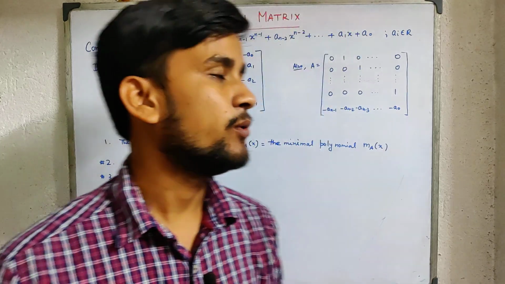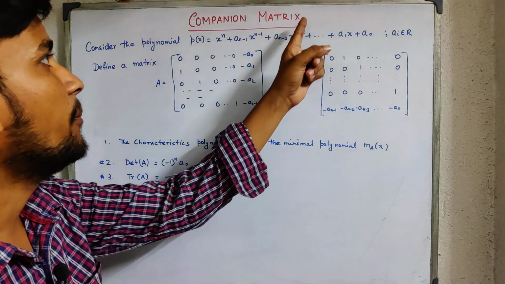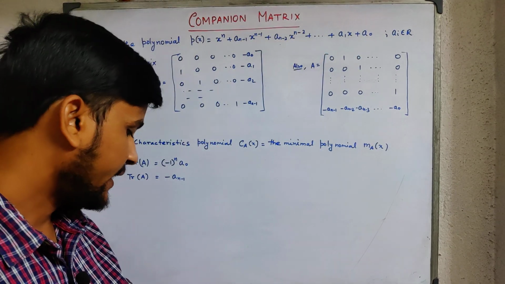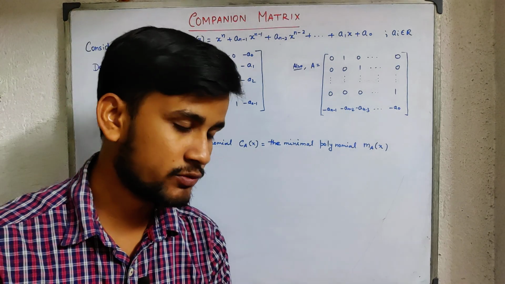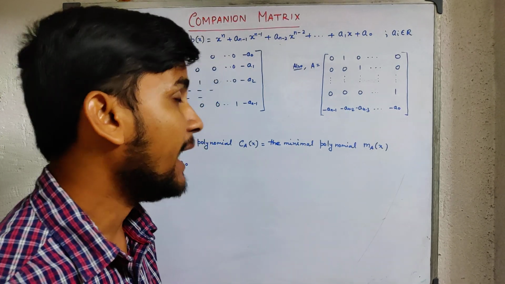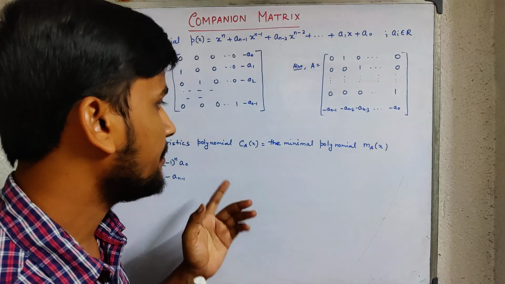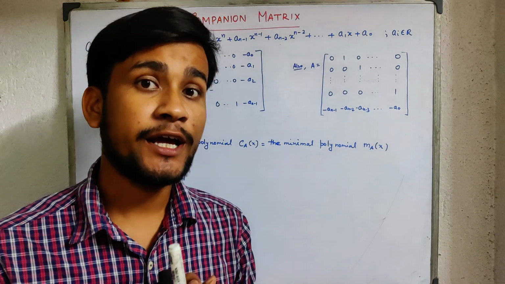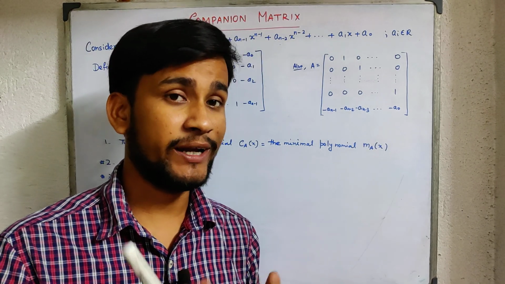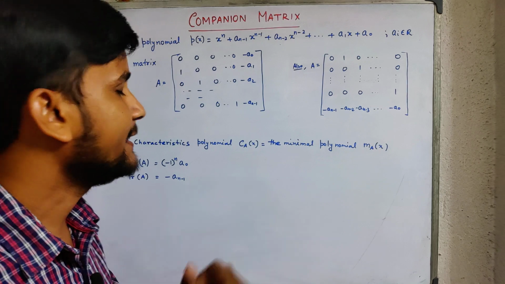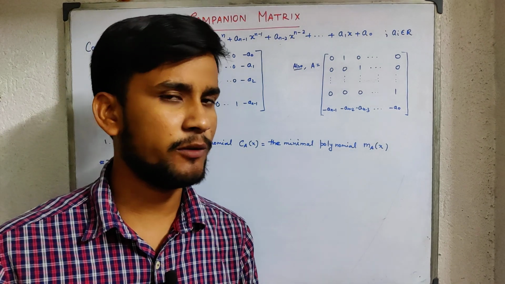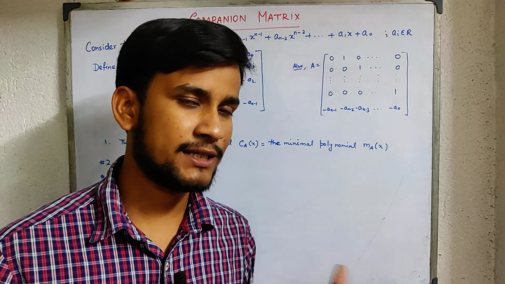So in this video, we are going to discuss the companion matrix. Companion matrix is basically a special kind of matrix which has some special characteristics, and in linear algebra, this companion matrix carries a lot of weightage from the point of view of different competitive exams of higher maths.